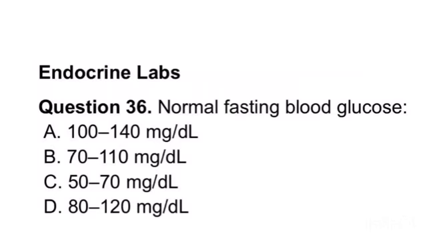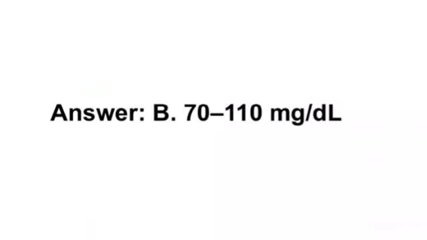Question 36. Normal fasting blood glucose. A, 100 to 140 milligrams per deciliter. B, 70 to 110 milligrams per deciliter. C, 50 to 70 milligrams per deciliter. D, 80 to 120 milligrams per deciliter. Answer B, 70 to 110 milligrams per deciliter.